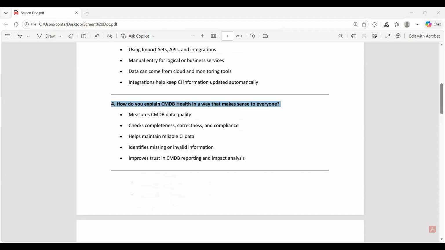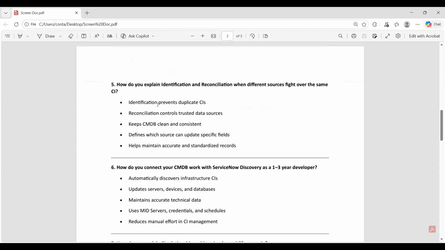Now move to the next question. That is question number 5. How do you explain IRE rules when different sources fight over the same CI? So first of all, you understand what IRE rules are. Okay. This is one of the most important concepts in CMDB. So, in real environments, multiple systems try to update the same fields or same CIs. It is very common, right?